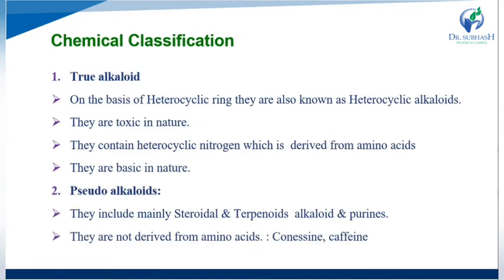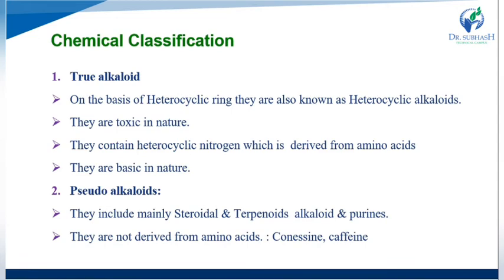Okay. Now we see the chemical classification. So first one, that is true alkaloids. On the basis of the heterocyclic ring, they are also known as the heterocyclic alkaloids, and they are toxic in nature. They also contain heterocyclic nitrogen which is derived from the amino acid. Okay, they are basic in nature.